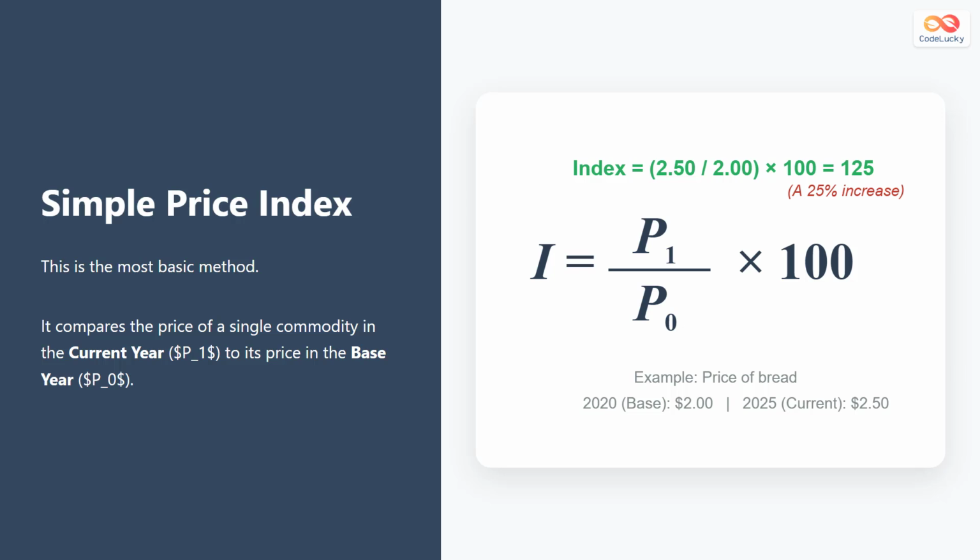Let us look at how to calculate the simplest form, the simple price index. The formula is straightforward. We take the price of an item in the current year, denoted as P1, divide it by the price in the base year, denoted as P0, and multiply by 100. For instance, if bread cost $2 in 2020 and $2.50 in 2025, the index is 125. This tells us the price has risen by 25%.